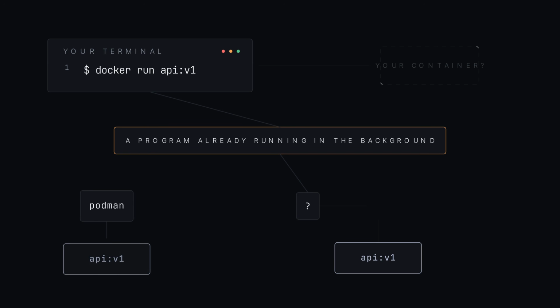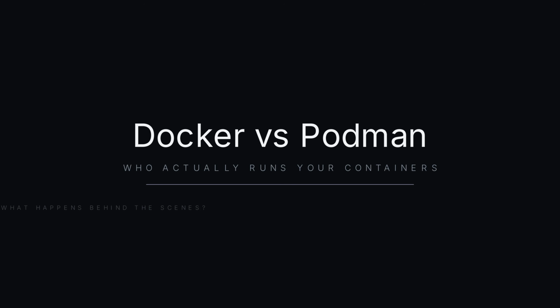Podman reaches the exact same result, but it takes a completely different path. There is no background manager waiting for requests at all. In this video, we will follow one container from the moment you type Docker run or Podman run, all the way until your application is running, and by the end you will know exactly what happens behind the scenes, why Docker and Podman feel so similar, and when you should choose one over the other.